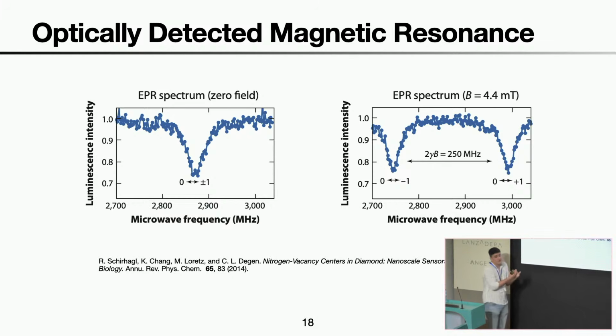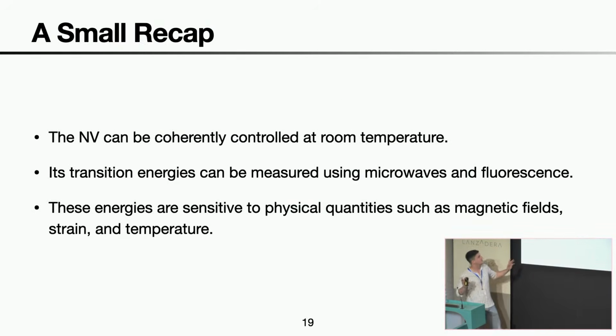And this allows us already to do some technology. And here are some examples. Well, first, a small recap. The NV center can be coherently controlled at room temperature, which is very peculiar. We can very easily measure these splittings through microwaves and fluorescence. So it's a really easy setup, relatively easy. And these energies are sensitive to physical quantities. I told you about magnetic fields, but really they also are sensitive to strain, to temperature, to electric fields, so we can measure many things with them.